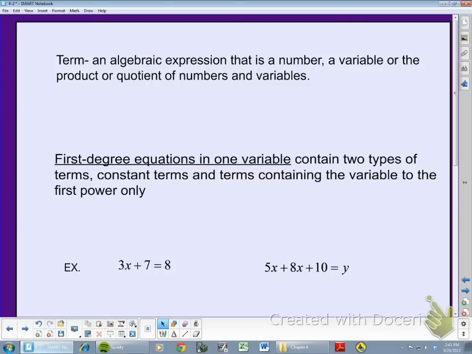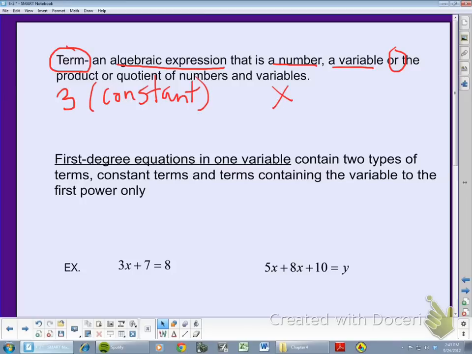Okay, so some terms that you have to be aware of is the word term. What we mean by an algebraic term is an algebraic expression that is a number, a variable, or the product or quotient of numbers and variables. So a number, it could be 3, for instance. This is a special type of term called a constant. Okay, a number without a variable is called a constant. So it can be a number, it can be a variable like x or y.